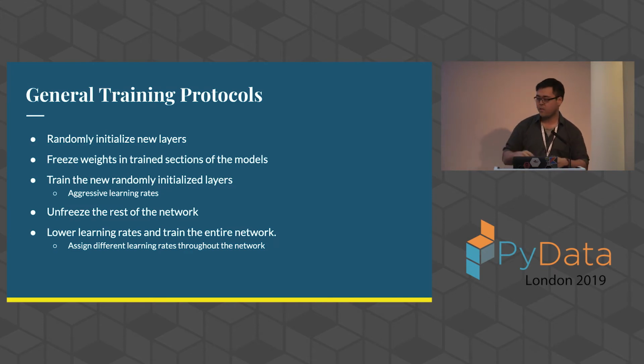There are a couple different ways to do that. A very vanilla way would be just to assign a low learning rate and train the entire network. But other groups, say FastAI, recommend assigning a gradient of learning rates throughout the network. Or something I found to be effective is to assign different sections of the network different learning rates, depending on how pre-trained that section is.